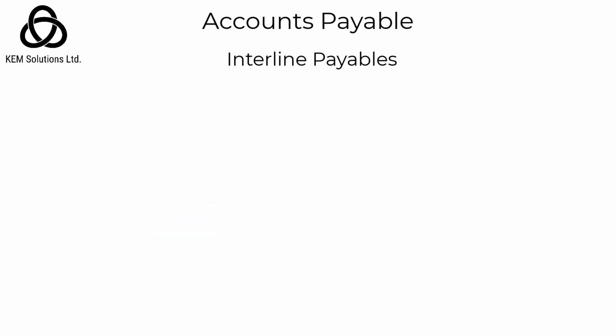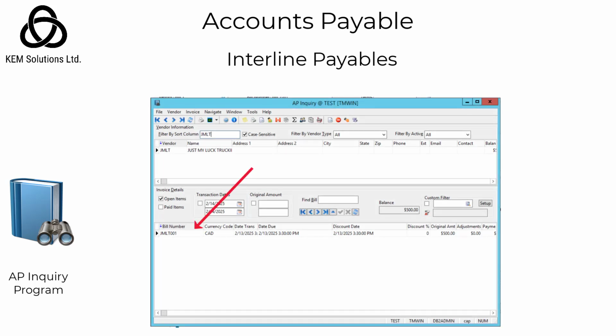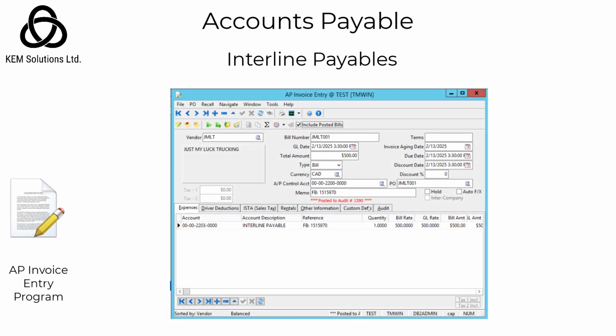Once the audit register completes, in addition to posting to the accounts payable account, the bill will also be available for viewing in the AP inquiry screen and can be paid from there. The process also creates and posts an accounts payable invoice, which you can view in the accounts payable invoice entry screen by selecting the Include Posted Bills checkbox.